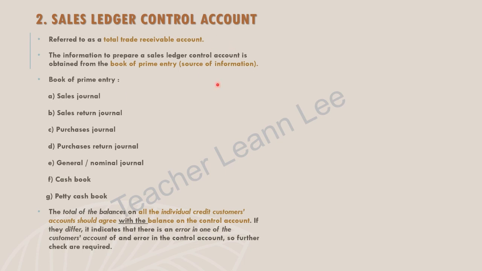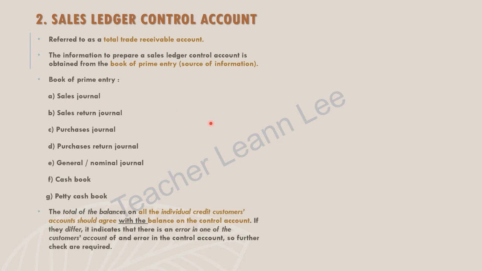Therefore, I can only use books of prime entry information to put into my SLC. Then I compare it with my sales ledger total trade receivable amounts. Okay, later I will demonstrate. So let's have a quick recap on what the books of prime entry are. First thing is the sales journal.